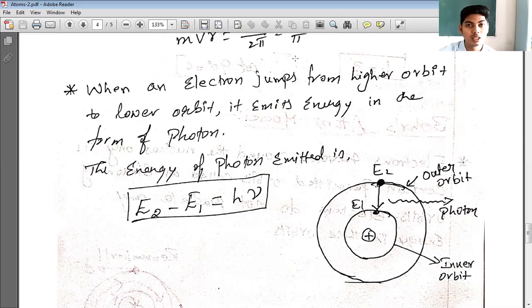In Bohr's model, the energy emission theory is different. He says electrons can revolve only in certain permitted orbits called as stationary orbits. In a stationary orbit, the electron does not emit energy.